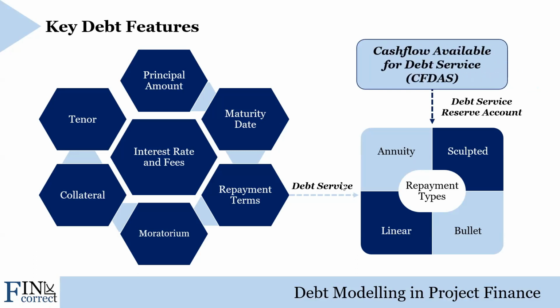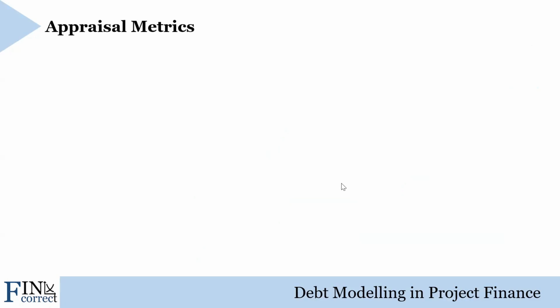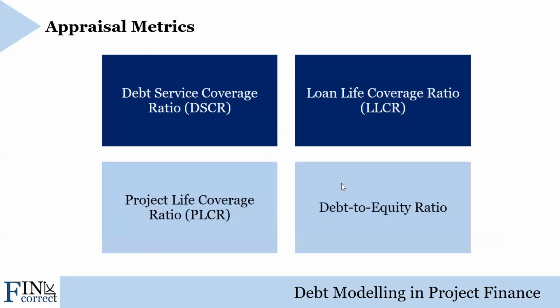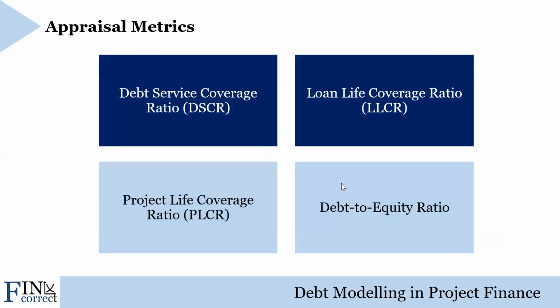Now, let's shift our focus to appraisal metrics used in project finance. We have the debt service coverage ratio, which is DSCR. This evaluates the project's ability to cover its obligation from operating cash flow. We also have the loan life coverage ratio, which is LLCR. This is similar to DSCR, but it considers debt coverage over the entire loan term. We have the project life coverage ratio, which is PLCR. It assesses debt coverage over the project's entire lifespan.